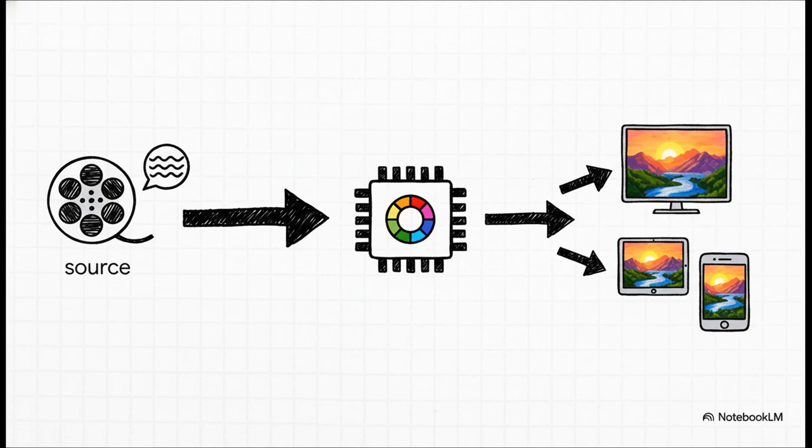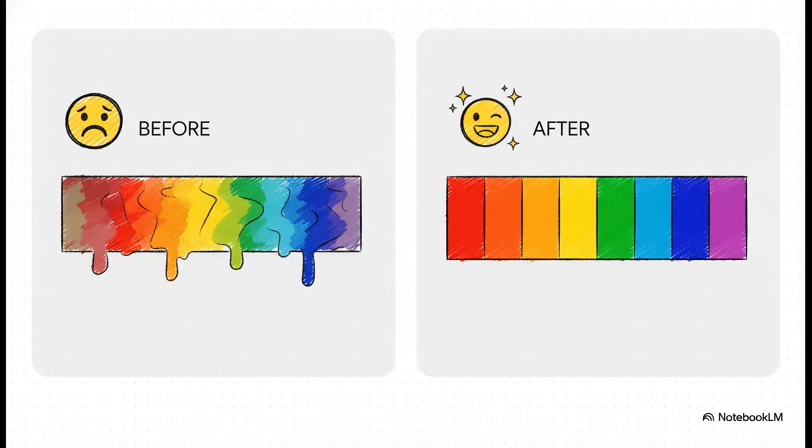So what does that smart metadata do? It allows the display to perform what's called intelligent tone mapping. The best way to think about it is like a custom tailor for your screen. It takes the video and adjusts it perfectly to your specific device's capabilities, all while making sure it preserves the original artistic intent of the creator. It's brilliant.